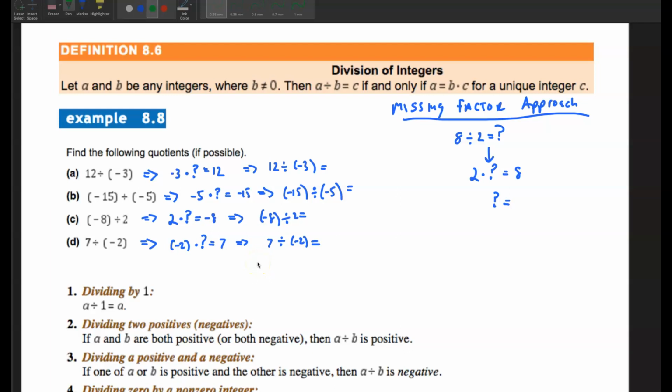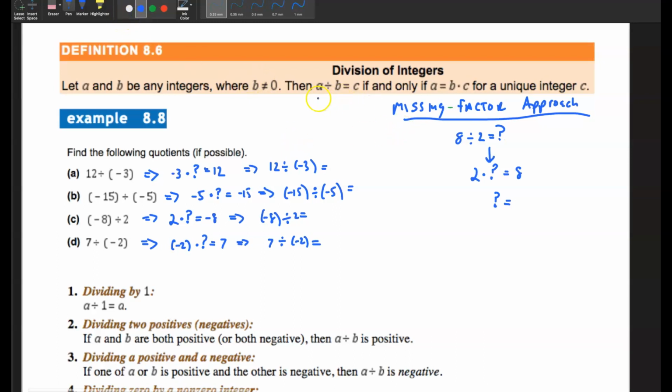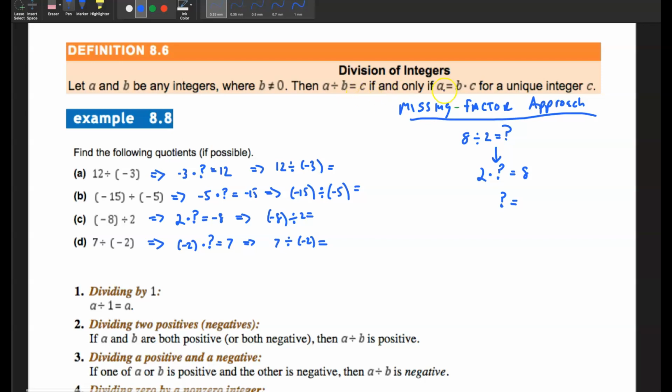Let's go ahead and take a look at division of integers now. We're going to use the missing factor approach to motivate our definition for integers. So a divided by b equals c if and only if a is equal to b times c. And so that's the missing factor approach. For example, what do I mean by that? And again, we're talking about integers here.